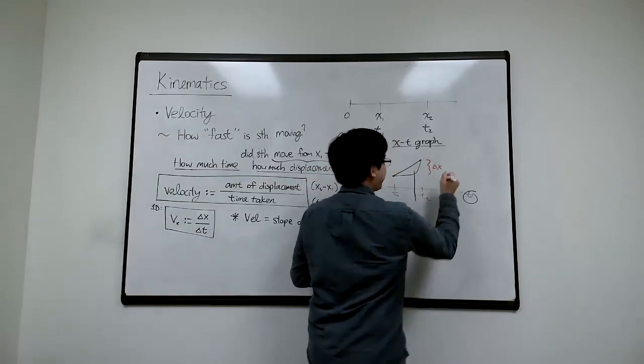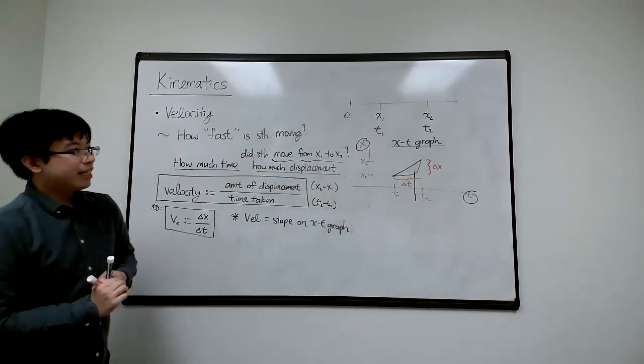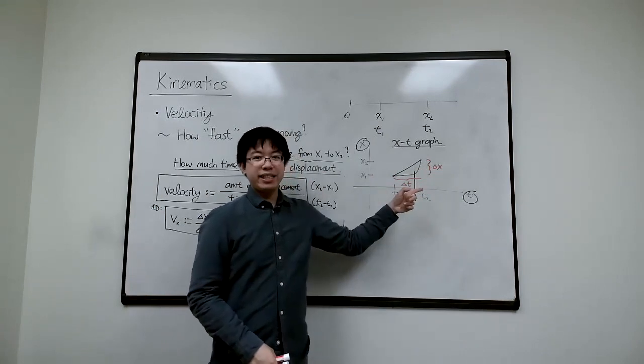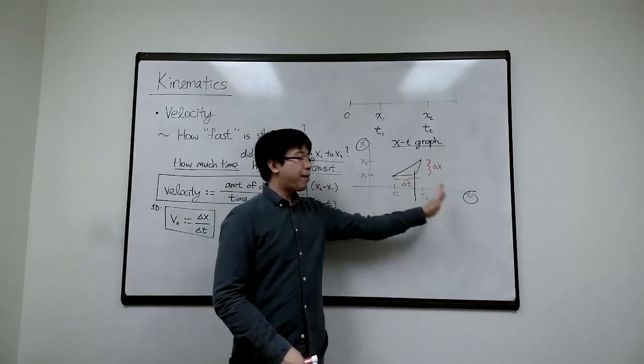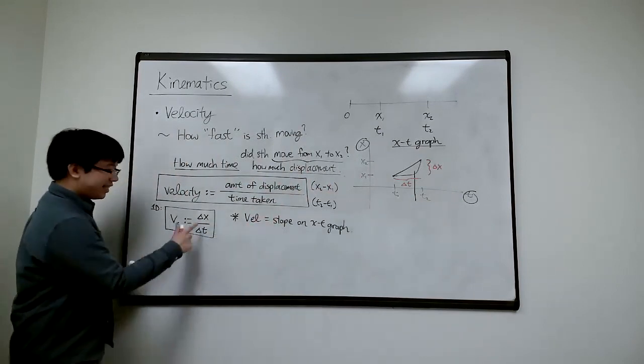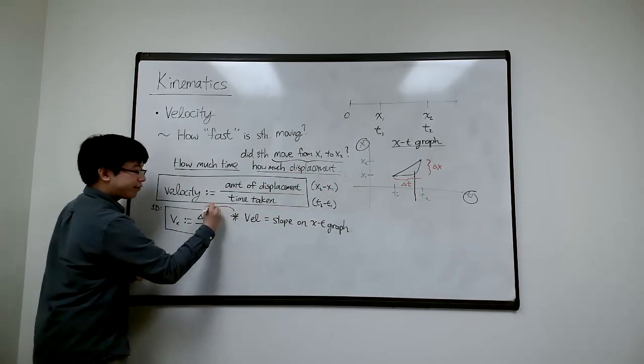This is the change in x, right? This is the change in t, right? So what that means is this is rise over run. How much do you rise over how much you run? That is precisely the definition of slope. So this is not new information, but just an interpretation of this formula.